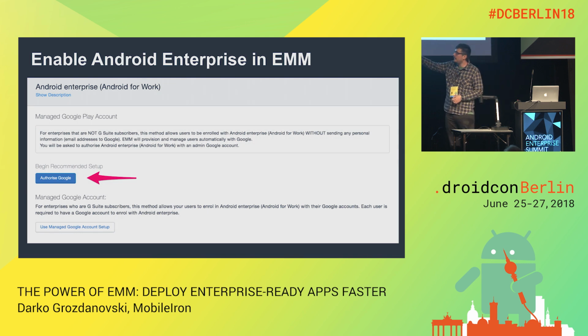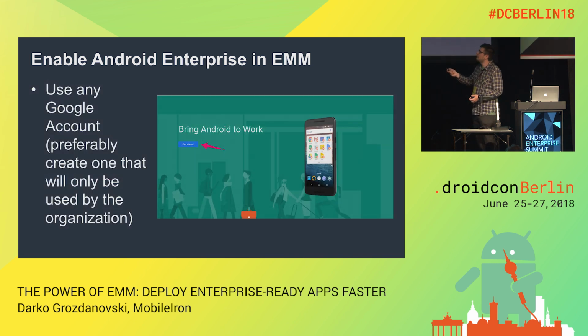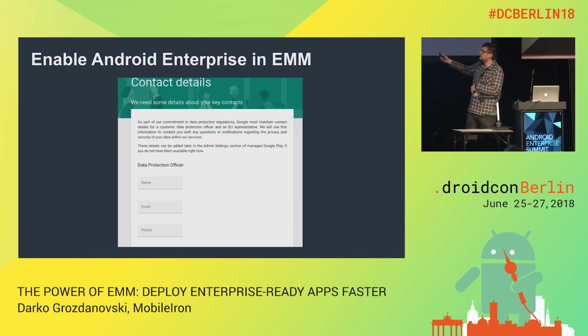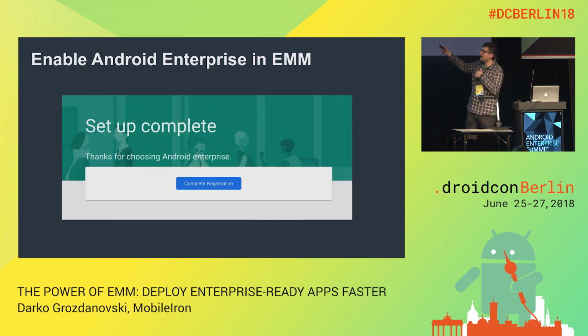So you start with an action called authorize Google. There is a recommended method for connecting Android Enterprise to an EMM system. And it's just a matter of having any type of Google account, so you don't need to have G Suite or anything like that. Any type of Google account, preferably something owned by the company, would be used here. So you go through this small process of setting up the name, setting up some contact details, and that's it.